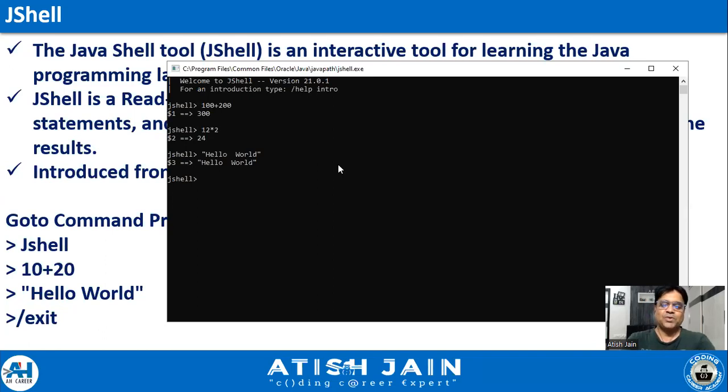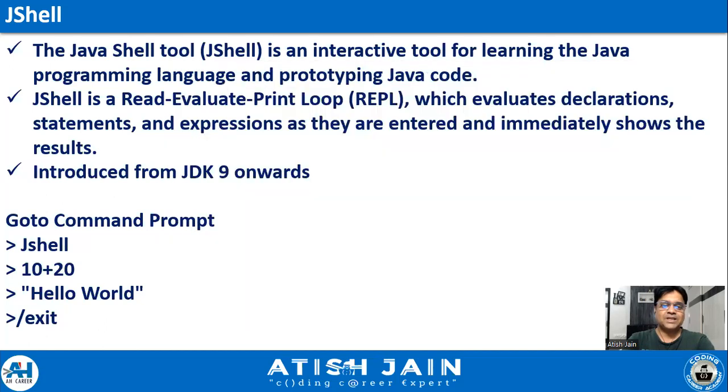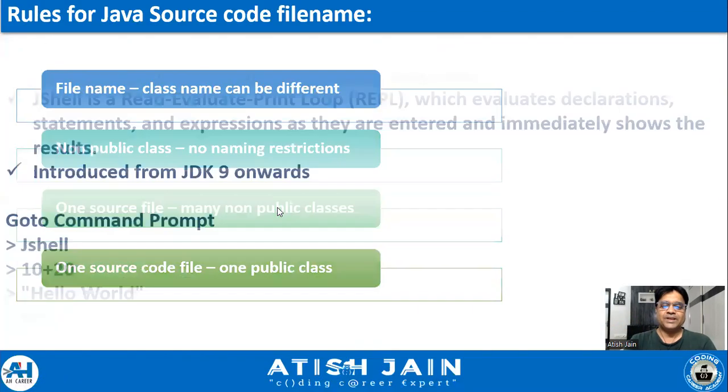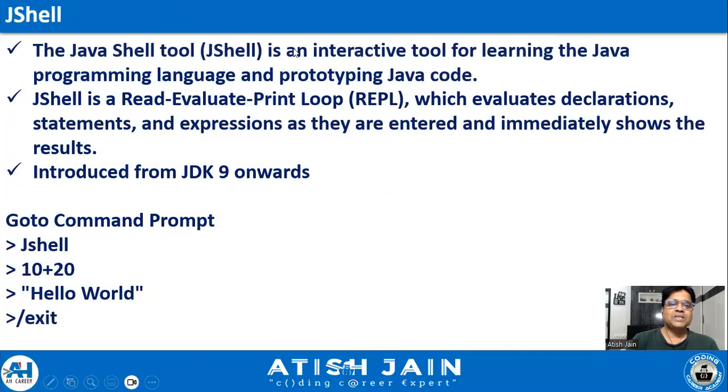Okay, now if you want to come out of this JShell, slash and you have to type exit, then you'll come out of this shell. Shell is nothing but that interactive mode. Is it clear? So guys, this is about variables, data types, and some of the new features like the var keyword, JShell, and executing Java programs without compilation.